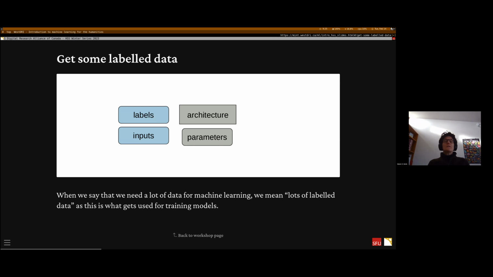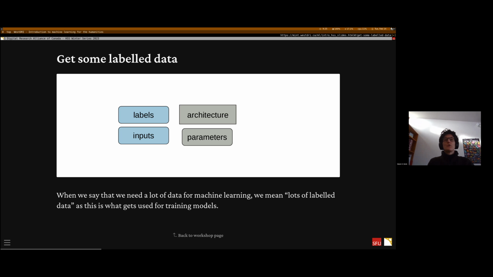So then you need a lot of data. And by a lot of data, we mean a lot of labeled data. So that means a lot of input-output pairs, or input-label pairs. If we think of this example of whether or not there is a dog in an image, well, your inputs are going to be all of the images, with or without dog, and the labels are going to be, in this case, just two: dog, not dog.